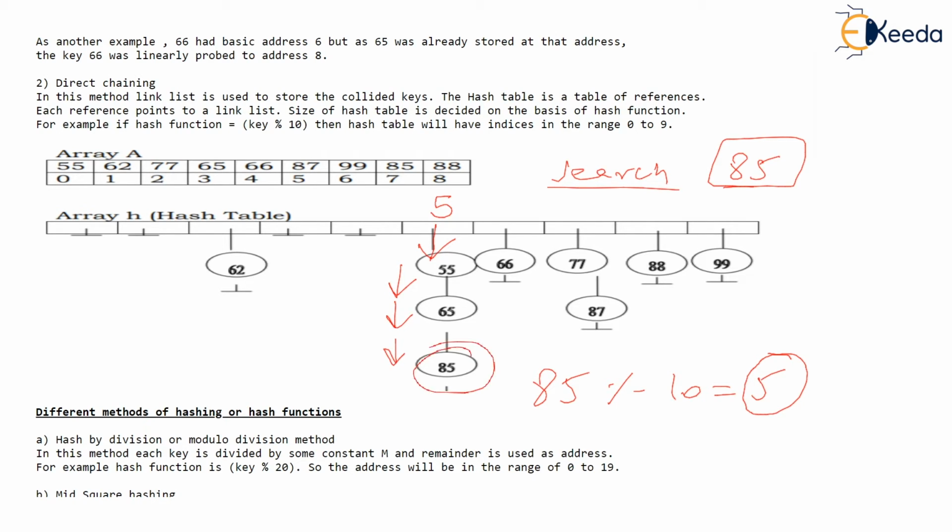But how many comparisons? Come on, come on. How many comparisons are we going to do? First comparison was done with 55, correct? We didn't get 85 at fifth address. Second comparison was done with 65, right? We didn't get 85 at fifth address. And the third comparison gave 85. So three comparisons were needed to search 85.